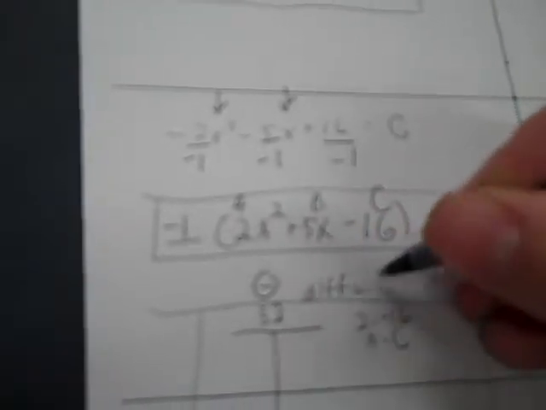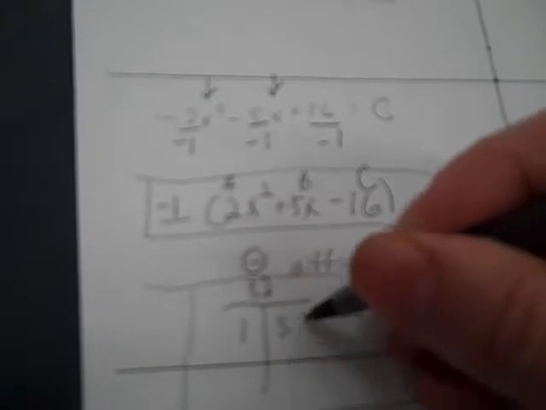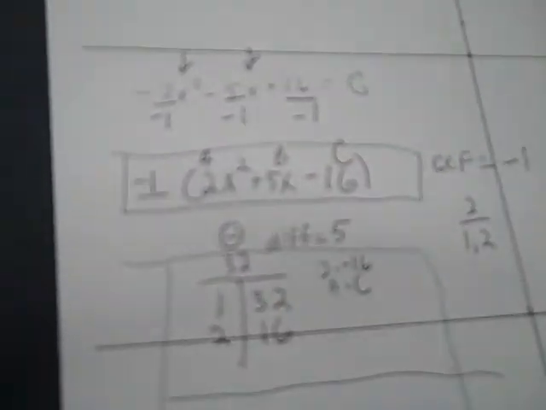Okay, so I ABC from here, and I take A times C. And I take 2 times negative 16. Now that's negative 32. So that's going to need a difference of 5. So 1 and 32, that is not a difference of 5. 32 divided by 2 is 16. Not a difference of 5. 32 divided by 3 is a decimal. 32 divided by 4 is 8, so 4 and 8, but that's not a difference of 5. It actually went over 5.